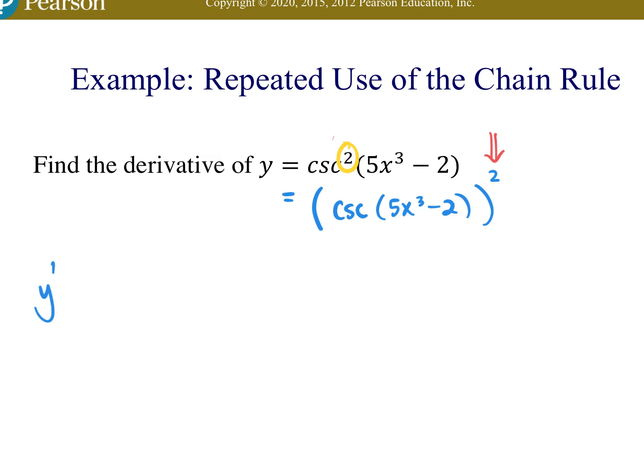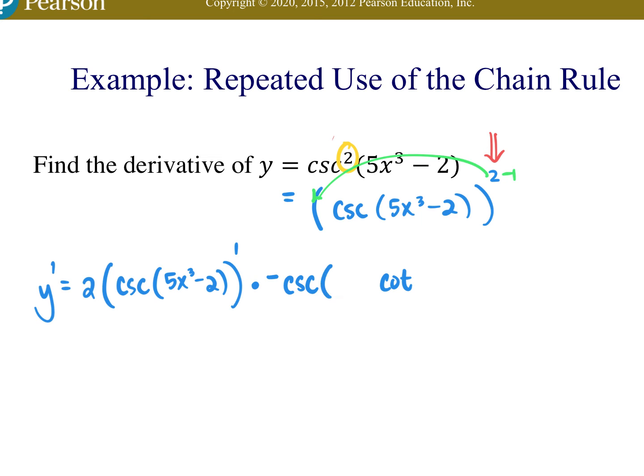So my y prime, if I'm doing the power rule first, pull the 2 out to the front and then subtract. So I'll have 2 times cosecant of (5x cubed minus 2), and that drops that power down to 1. Then I want to take the derivative of cosecant. Because it's a co-something, it's going to be negative, and it's negative what? It's negative cosecant cotangent, but both of those have the 5x cubed minus 2.